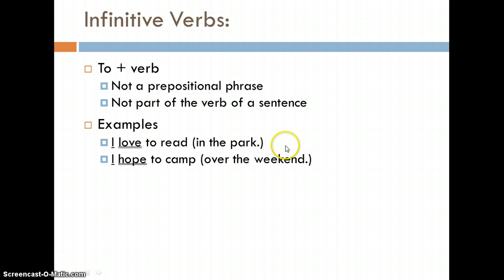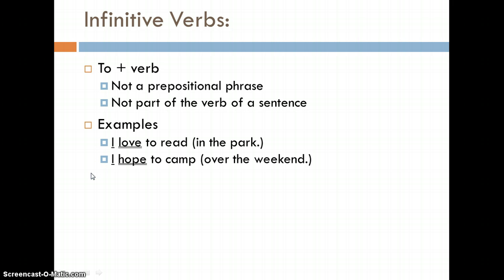So there's a prepositional phrase. Then we can just ignore it because we know we won't find our subject or verb there. Then we have to find, okay, where is our verb here? Well, in this case, love is the verb. To read, that's an infinitive verb. And infinitive verbs, we can just ignore those just like we ignore prepositional phrases. So love is our verb. And who loves? Who's doing that action? I am. So I is the subject.